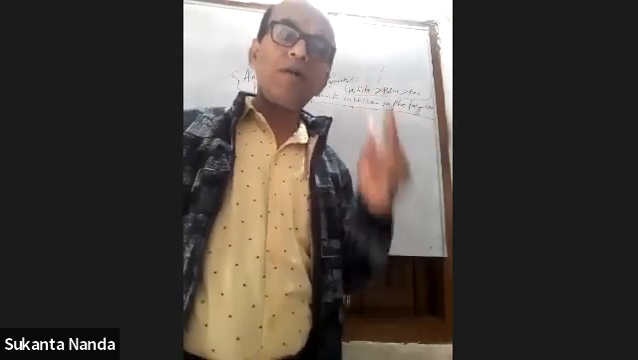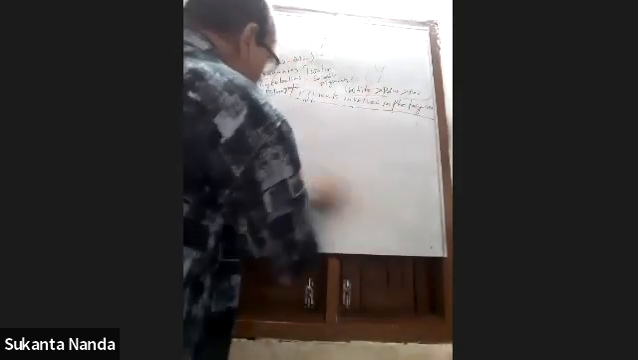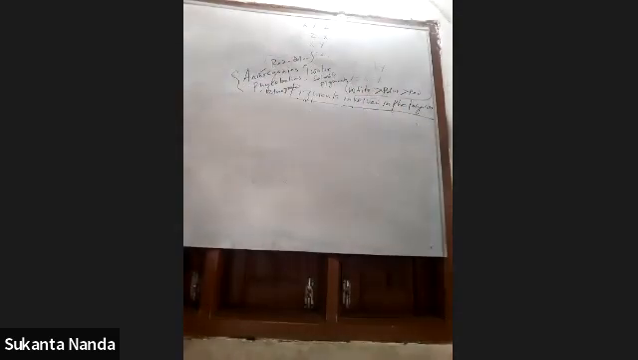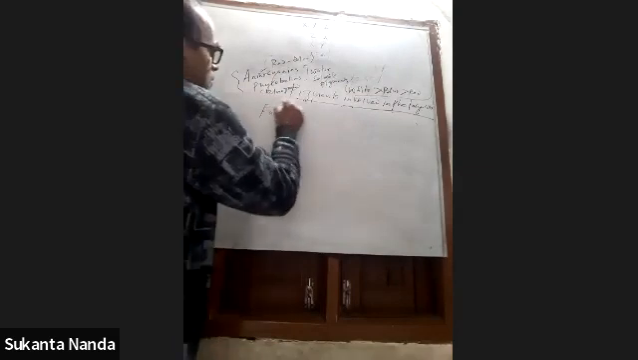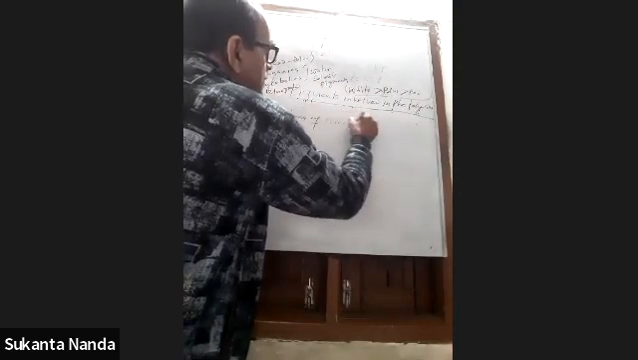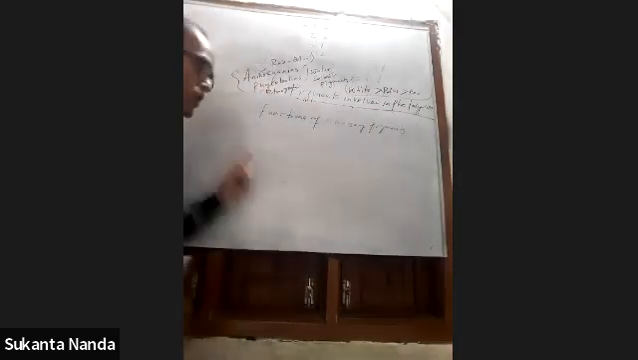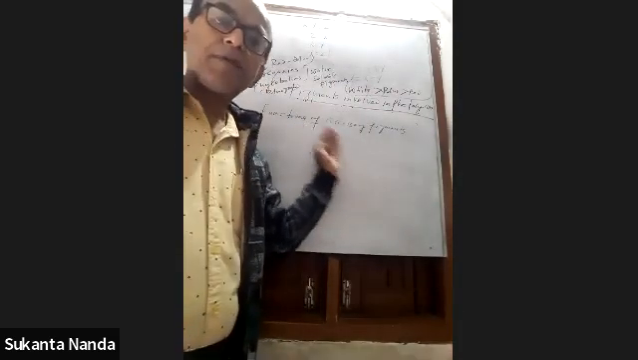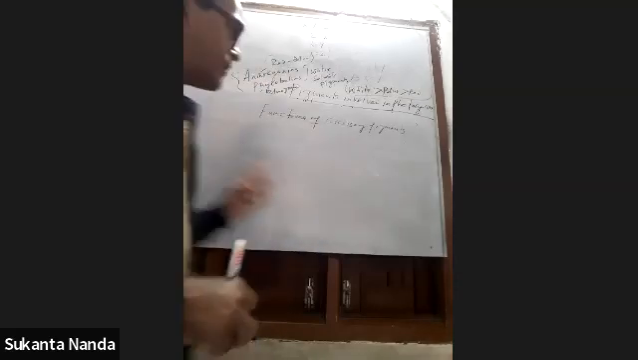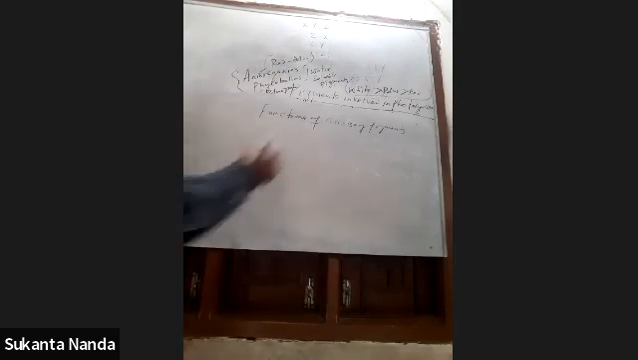Now we have to know about the functions of the accessory pigments. They don't do photosynthesis themselves, but what type of function do they do? At least you have to know about that. The function of accessory pigments, students, is to absorb light and transfer the energy to chlorophyll A.